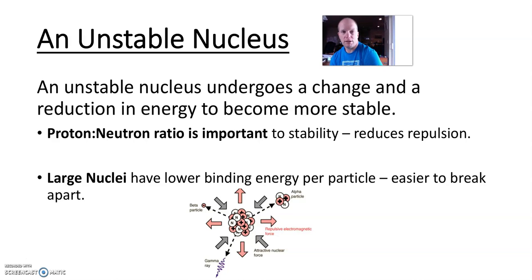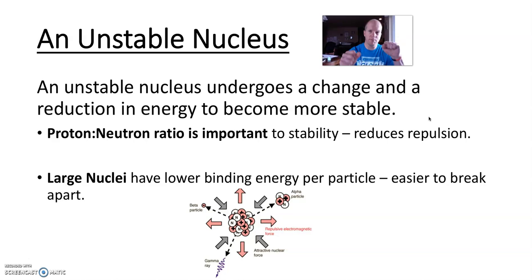Now let's get into radioactivity and an unstable nucleus, okay? An unstable nucleus undergoes a change and a reduction in energy to become more stable. So what's important to stability is this: you have protons and neutrons. What's the ratio? And really the kind of the working theory is, why do we have neutrons? Why do we have these particles that have no charge? What's their purpose? Well, we think one of their purposes is to reduce repulsion.